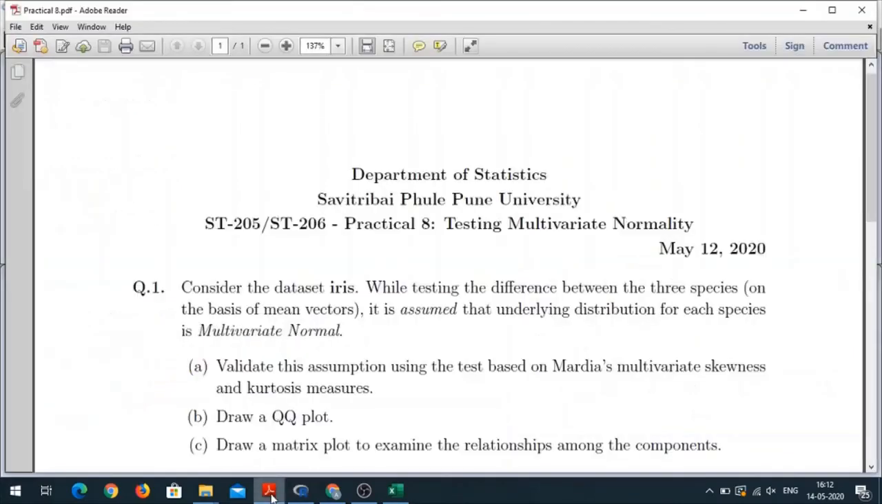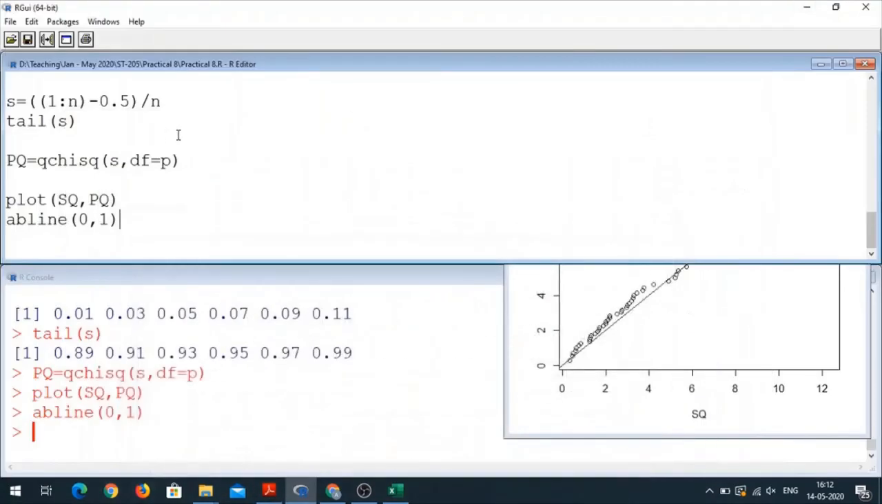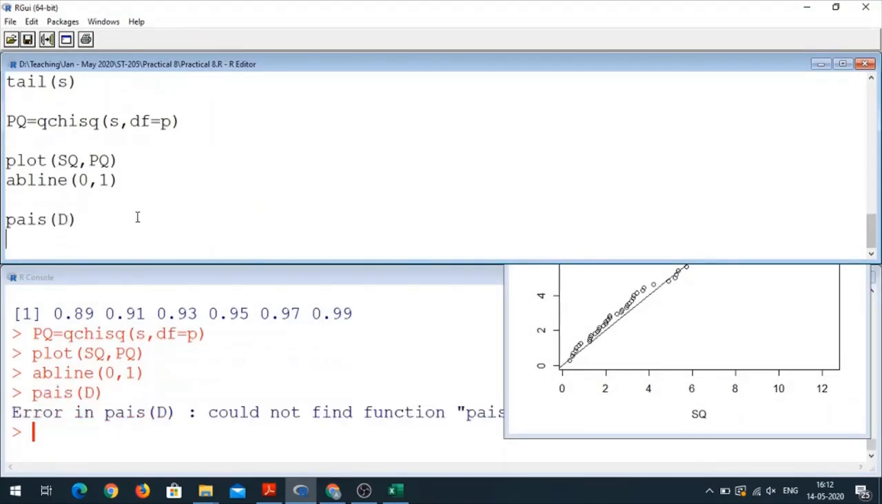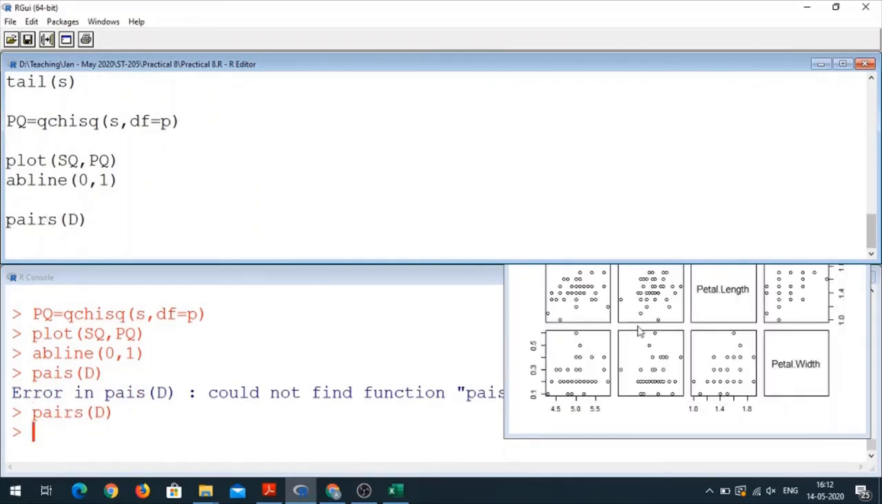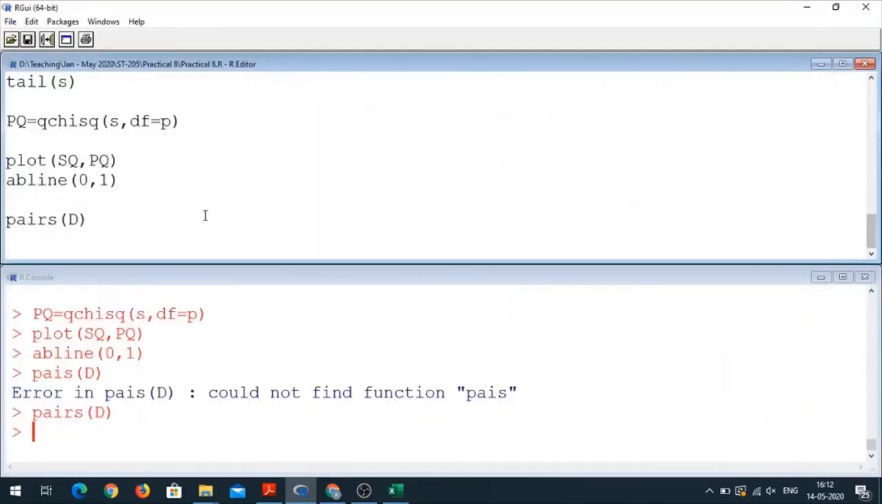So yeah, I think this is all you have to do in this practical. This matrix plot is just to introduce you to the command. There is a command called pairs, which can give you scatter plots of pairs, a scatter plot matrix. But you might have already learned this in regression, so I don't need to emphasize that.